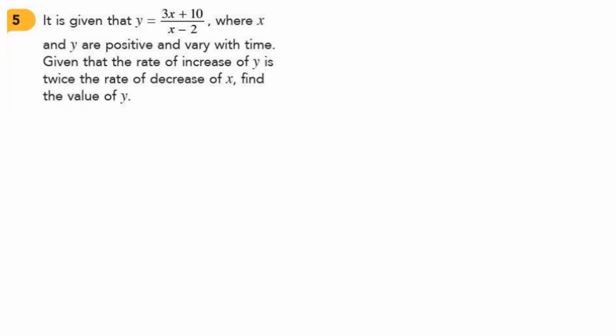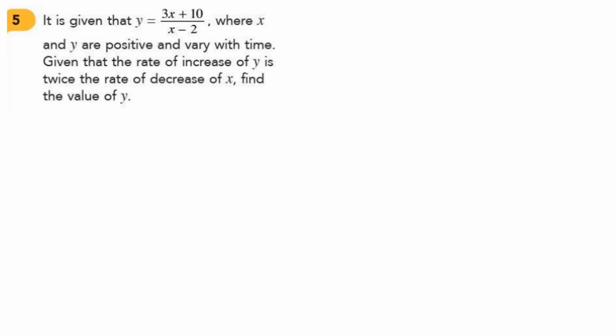Right, let's look at the next question. So for the next question, you're given y equals 3x plus 10 over x minus 2. x and y are positive. So they have to be positive, and they vary with time. That means it is possible to get dx/dt or dy/dt. This is what it means.